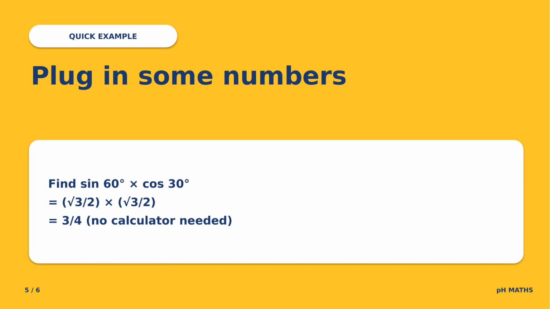Lock that thinking in. As a quick example, find sine 60 times cosine 30. Well, sine 60 equals root 3 over 2. Cosine 30 also equals root 3 over 2. So multiply root 3 over 2 times root 3 over 2, which equals 3 over 4. No calculator needed. 3/4, exact answer.